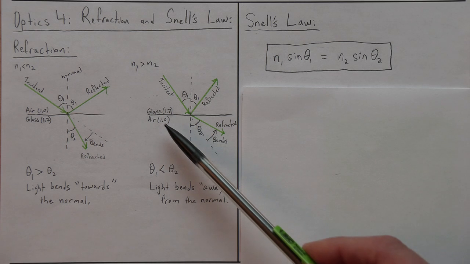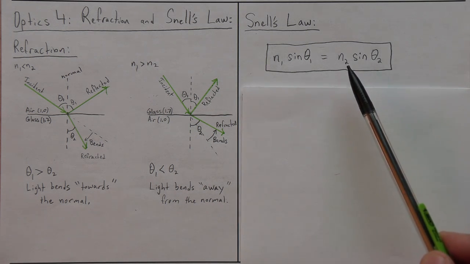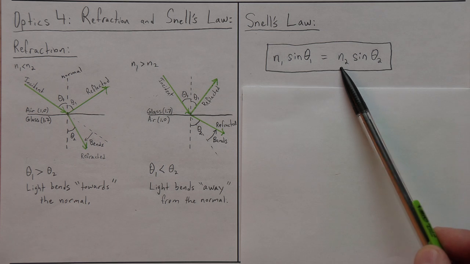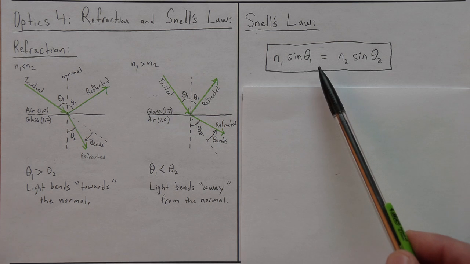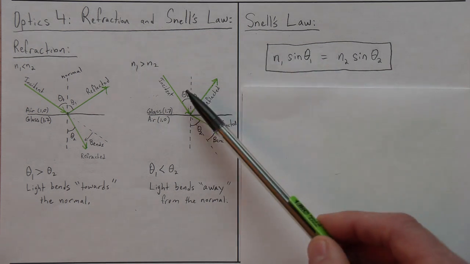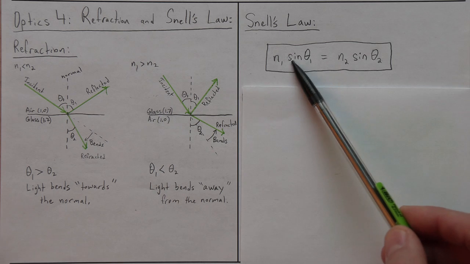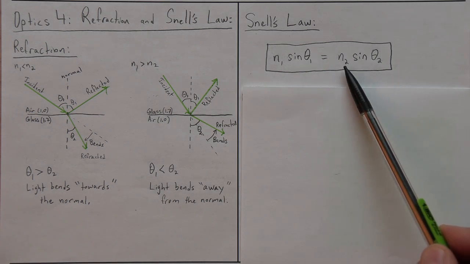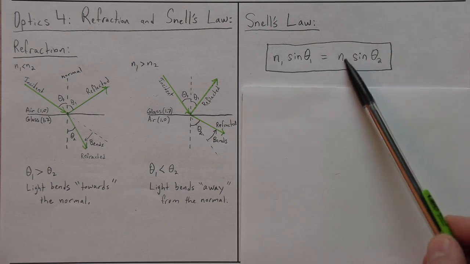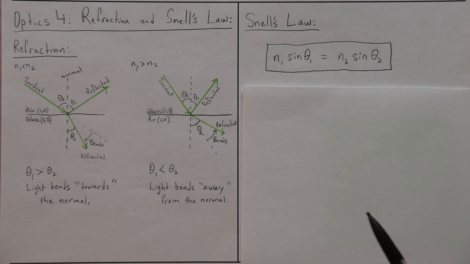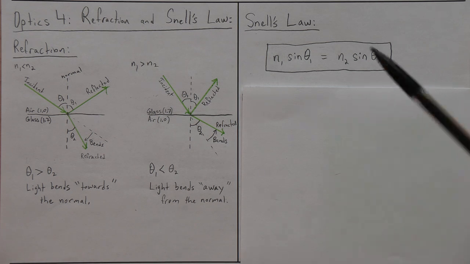But if, on the other hand, we go from a higher index to a lower index, before, this was bigger and made that smaller. So now let's suppose we go from 1.7 to 1.0 over here. This all comes out to be some number. If we plug in theta 1 and n1, we get some number over here. If this gets smaller, in order for this to be preserved, this has to compensate by getting bigger, bending away from the normal. So the information that we learned in this part of the notes is within this formula. Take a minute, jot that formula down.